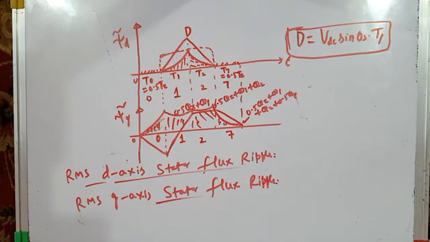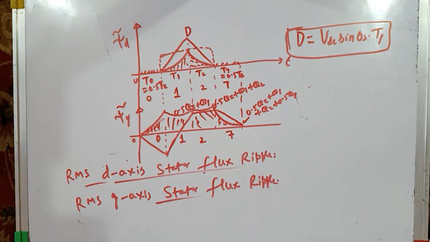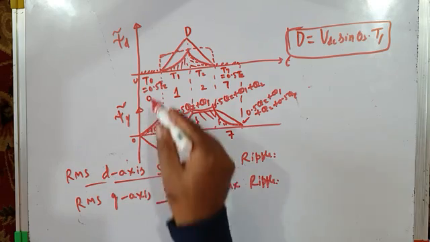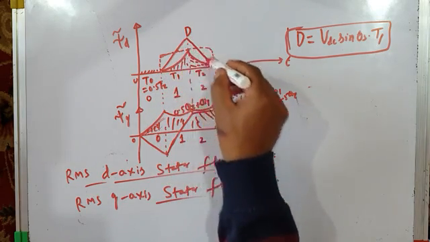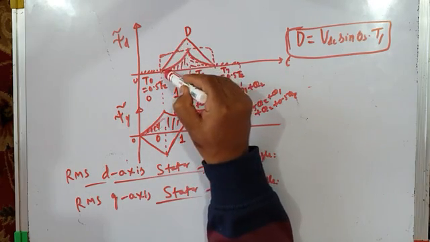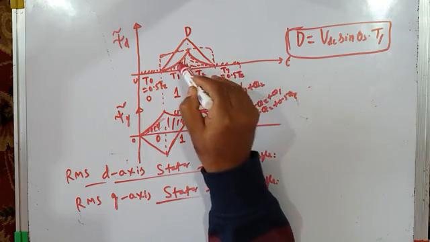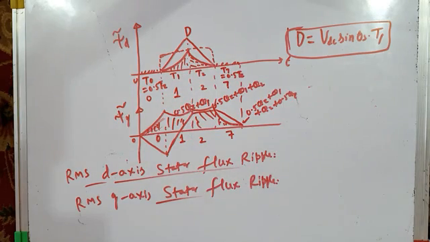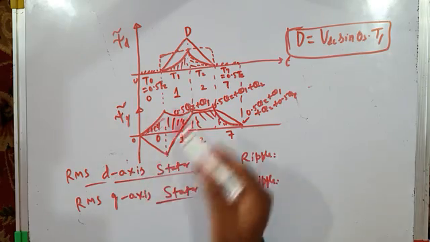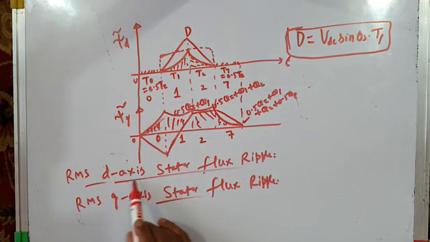Where is the q-axis stator flux ripple? This is the q-axis stator flux ripple. I have to find its RMS value. Okay. How do you find the RMS value? For example, how do you find the RMS value of the d-axis stator flux ripple? You first find the square of these lines. So the square of this line and the square of this line gives two parabolas. Then you find the area under these parabolas. That will give you the mean of square. And then when you take the square root of that, that will give you the RMS value of the d-axis stator flux ripple.